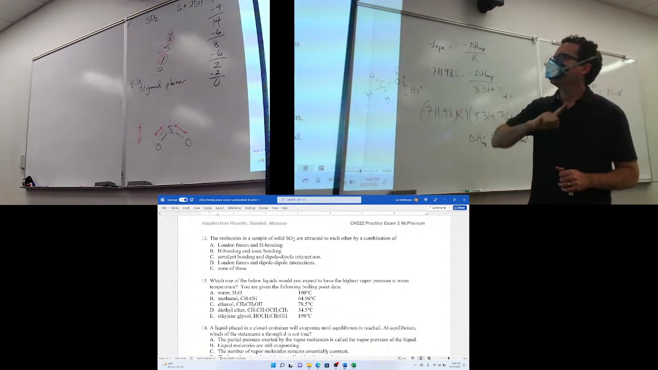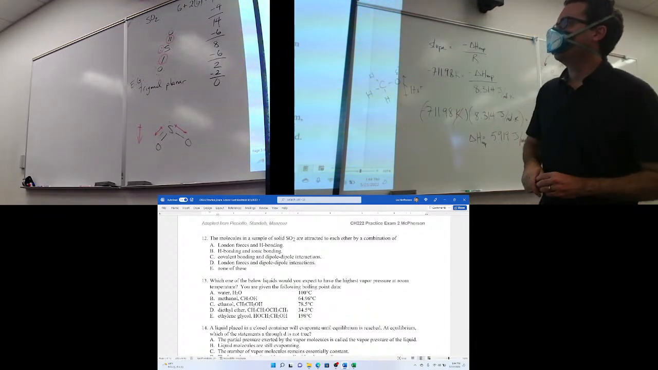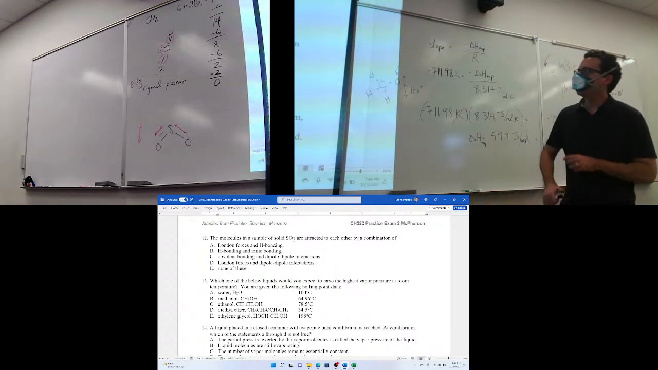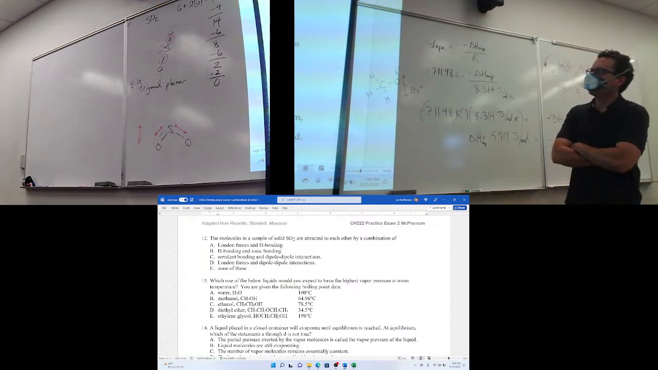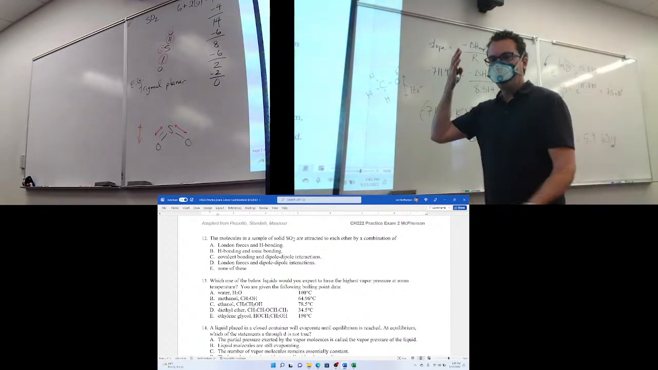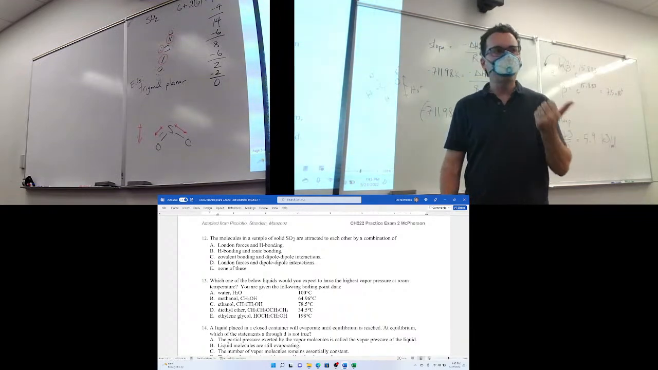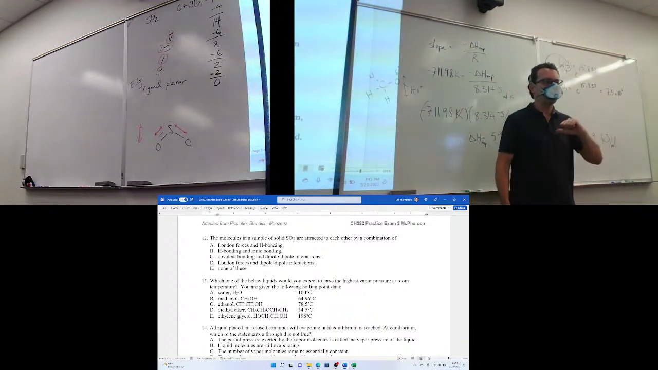Okay, so D. That was it for number 12. Number 13: Which one of the below liquids would you expect to have the highest vapor pressure at room temperature? You were given the following boiling point data. So this is another one where they go opposite, right? The higher the boiling point, the lower the vapor pressure is going to be at a given temperature.